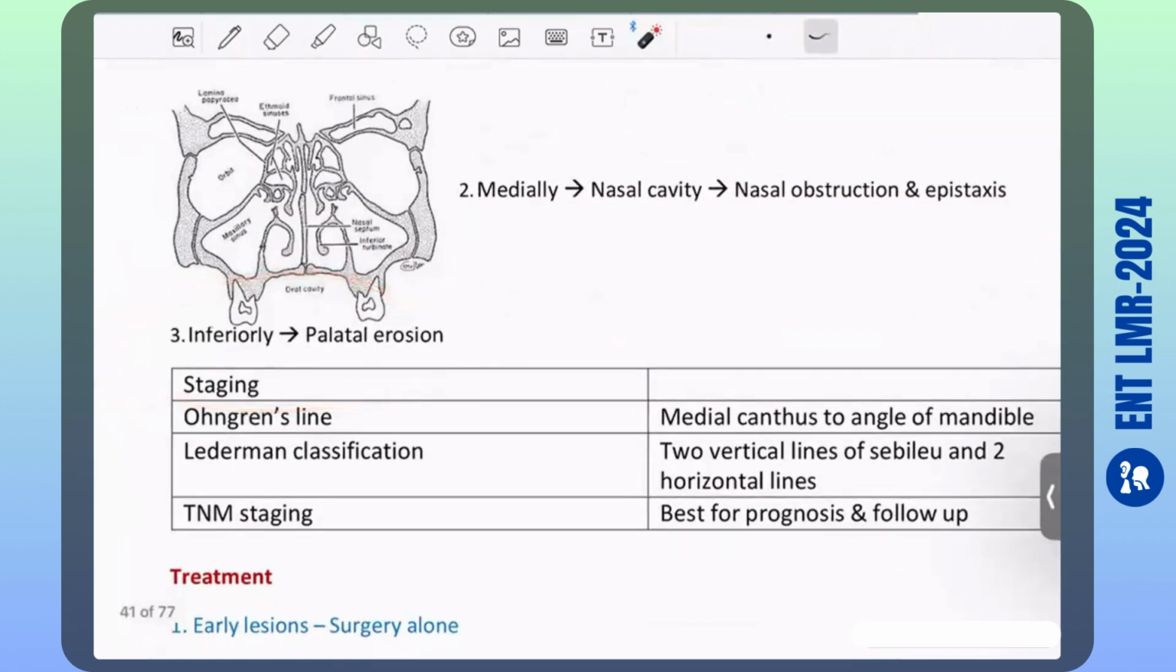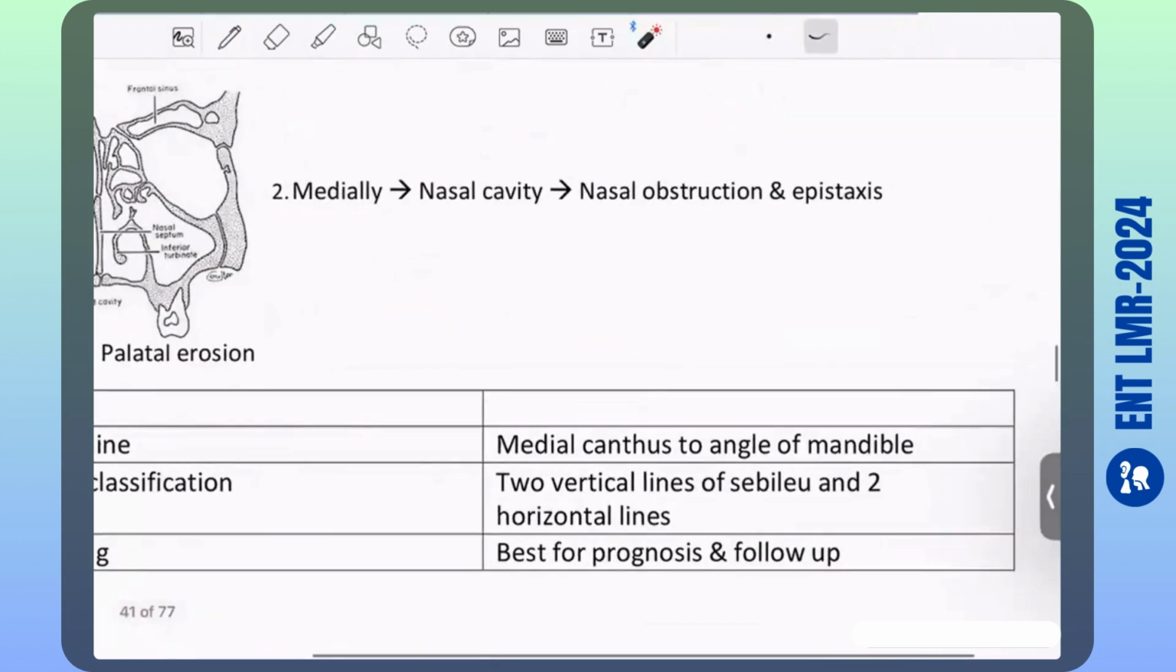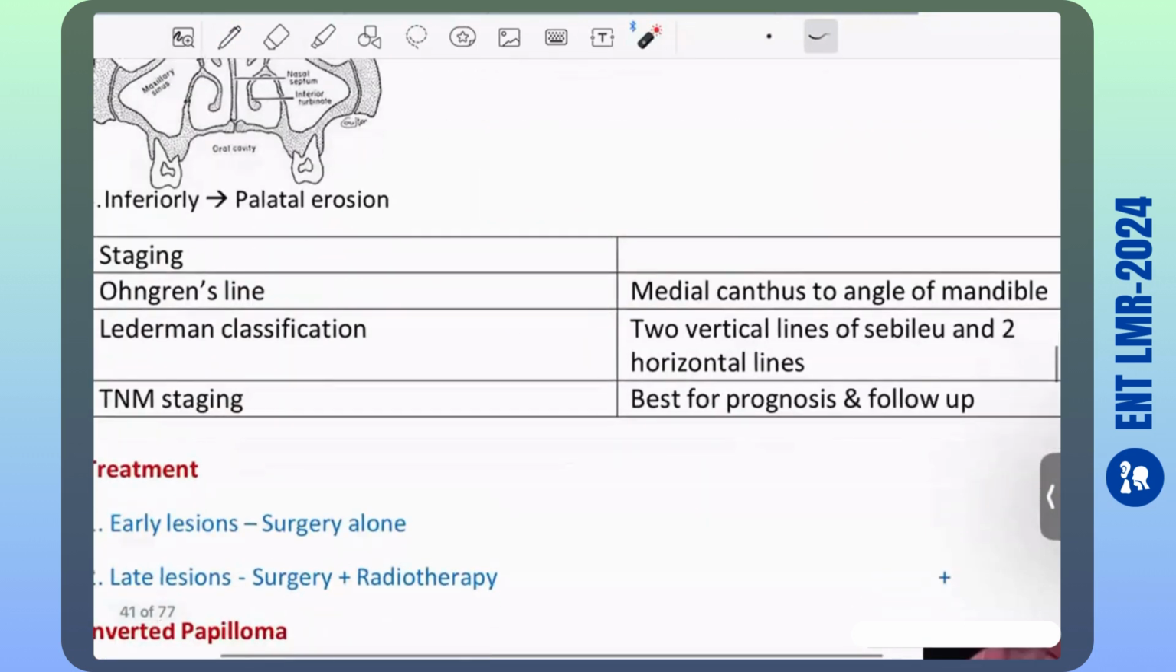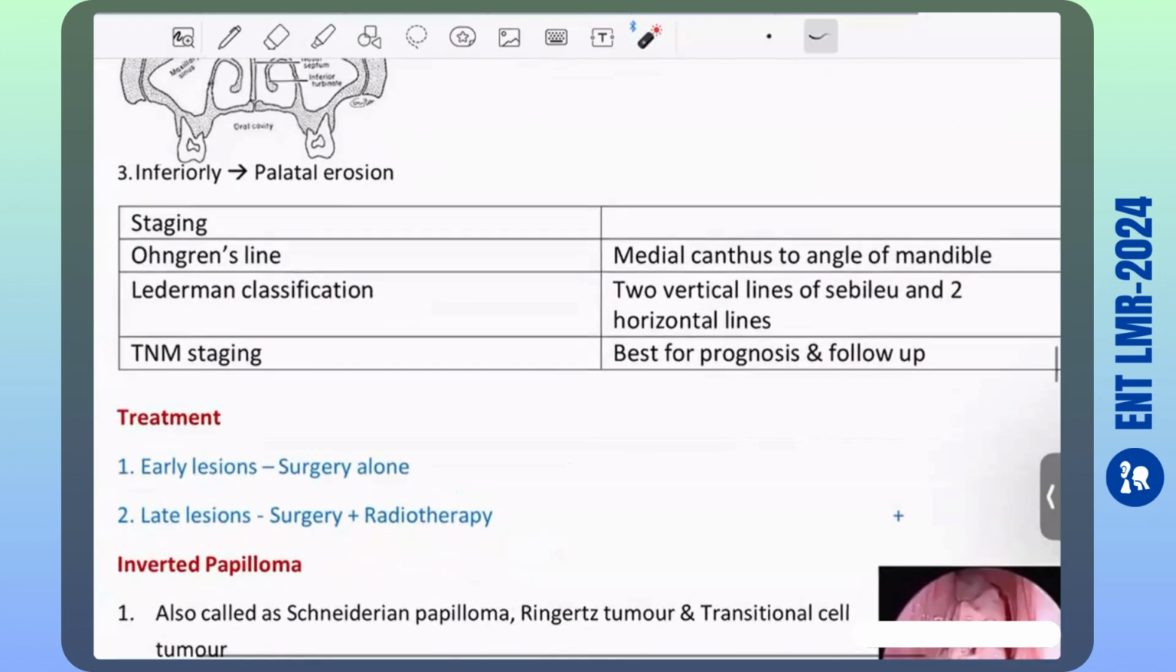The staging for maxillary sinus, they have asked a lot of times. See here, Ohngren's line, a line drawn from the medial canthus to the angle of mandible. If the tumor is below this level, good prognosis. Above this level, bad prognosis. Then Lederman's classification is another classification where two horizontal lines or two vertical lines are used to stage the prognosis of carcinoma maxilla. TNM staging is now the routinely used system, best for prognosis and follow-up.